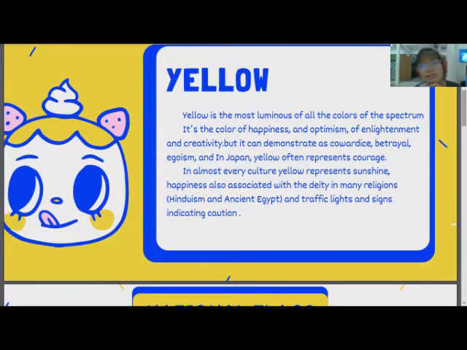All around the world, we use the yellow color for traffic signs, like a caution. And yellow is the color that represents sunshine and happiness around the world too.